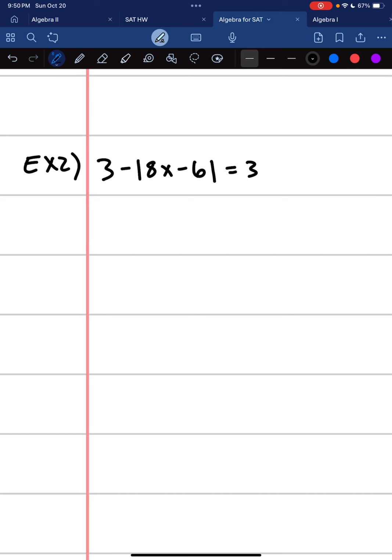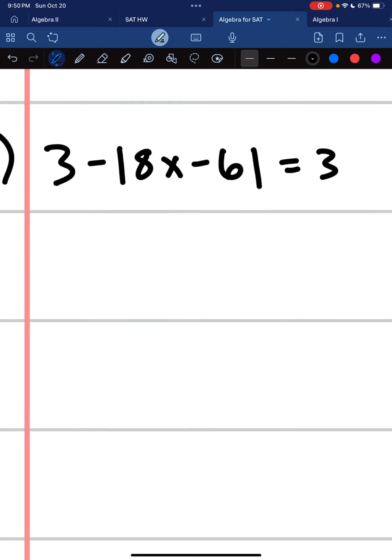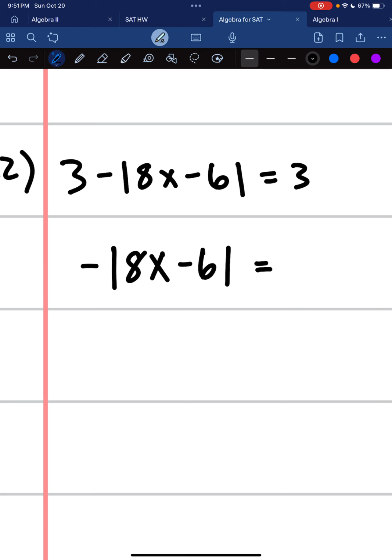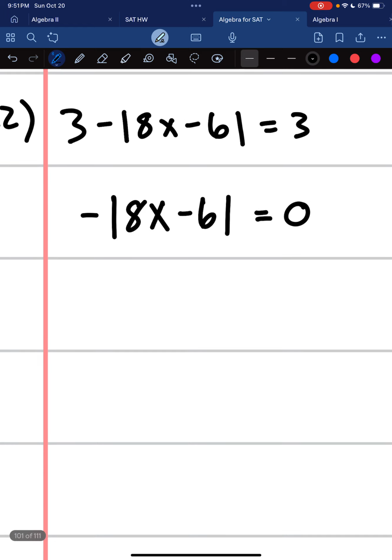So before we actually solve this, what we need to do is isolate the absolute value expression. So first, let's get rid of this 3. I'm going to subtract 3 from both sides, and I end up with negative times the absolute value of 8x minus 6 is equal to 0. And now I'm going to divide both sides by -1, so I can get rid of this negative sign. And I get absolute value of 8x minus 6 is equal to 0 still.